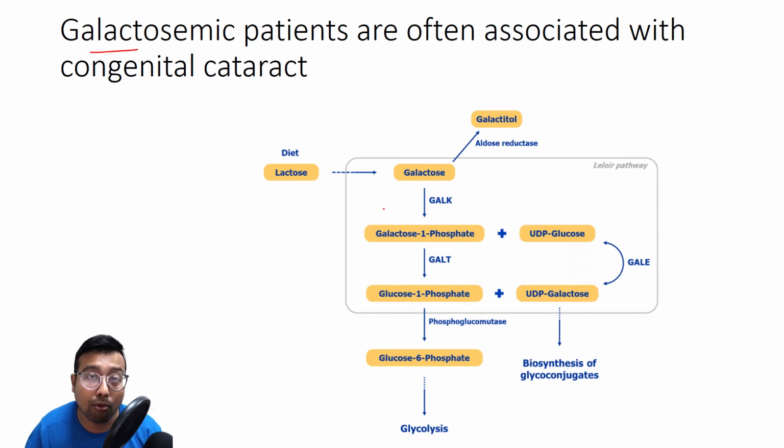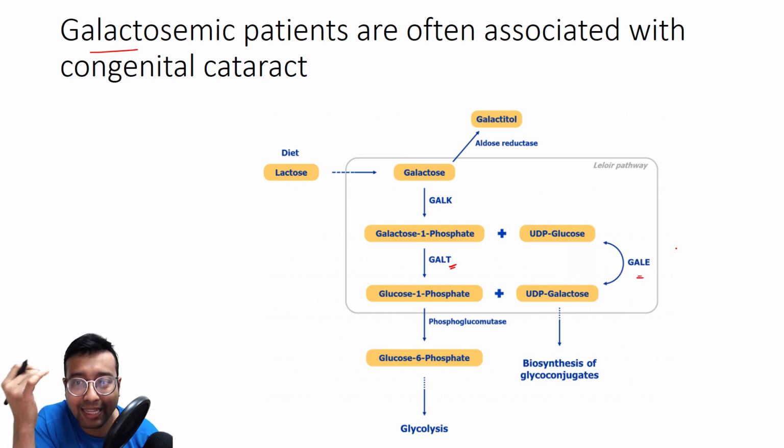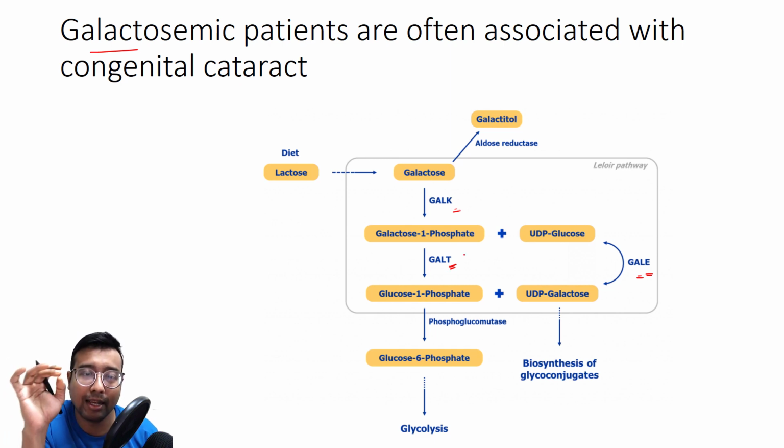Number one and the most important is galactose 1-phosphate uridyl transferase. The name you will find in any textbook. Next enzyme is galactose epimerase or UDP galactose epimerase. GALE is epimerase, galactose epimerase. And the third is galactokinase, GALK. So GALT, GALE or GALK. Uridyl transferase, epimerase or galactokinase.